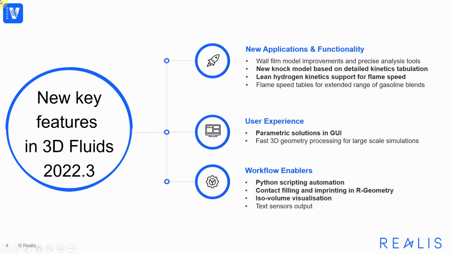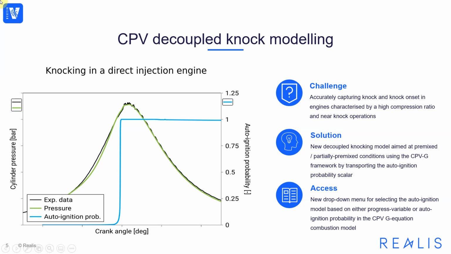Let us now dive into some of these features and consider what the simulation challenges are, what are the solutions we provide, and how our users can address these solutions. The first of these features is the CPV decoupled knock modeling.